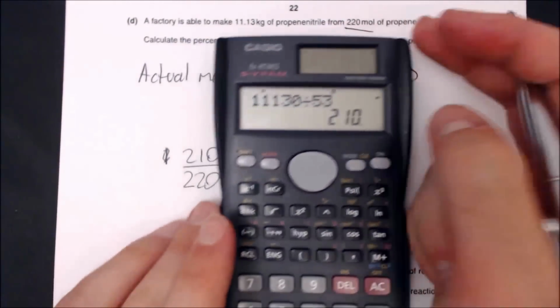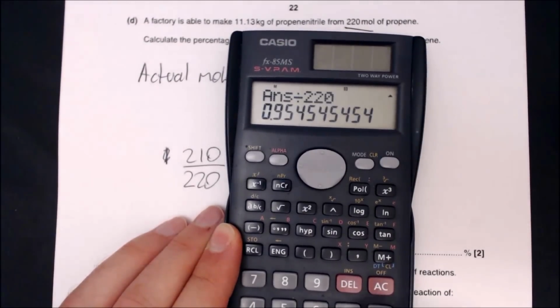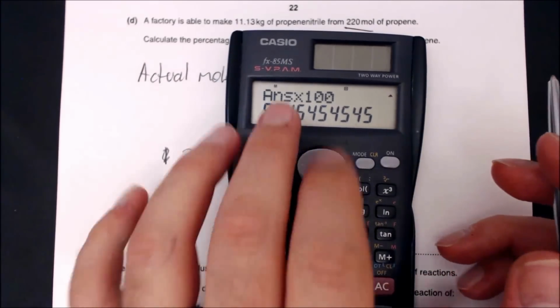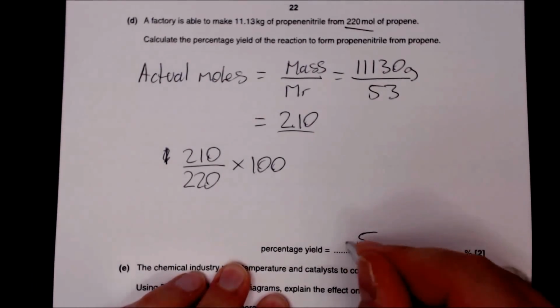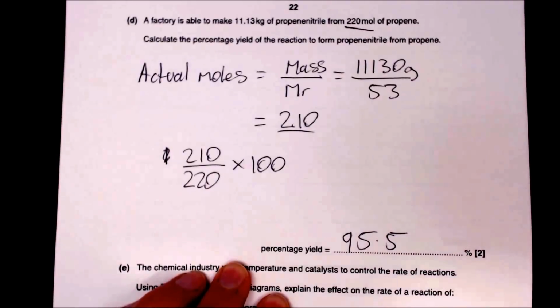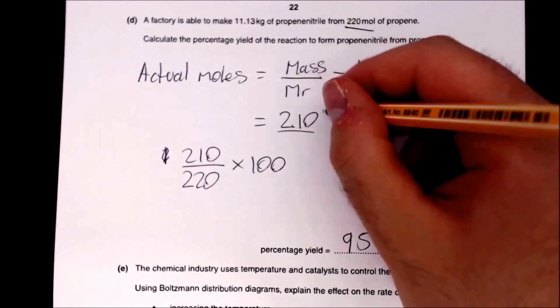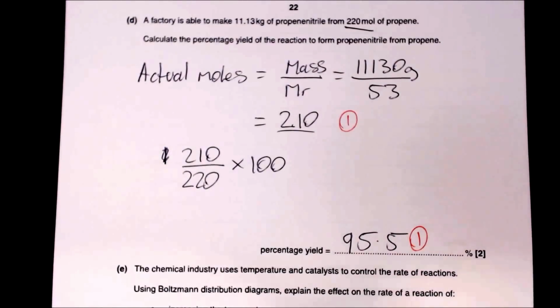So if we put that in there, there's our 210 already. I'm going to divide that by 220, times that by 100, and we get 95.45. So if we round it up, it's 95.5. Okay, so this is going to be 95.5%. And the marks come in by saying 210 moles, which is there, and obviously 1 mark for your actual percentage answer as well.